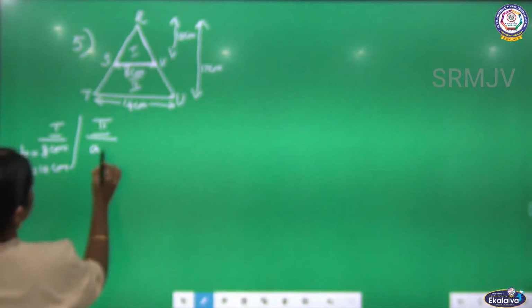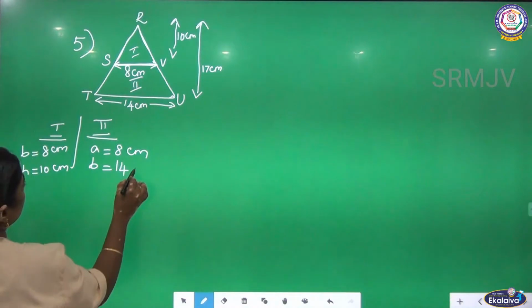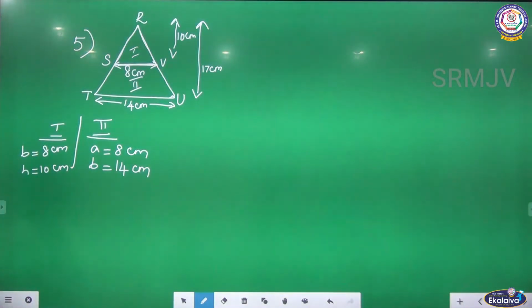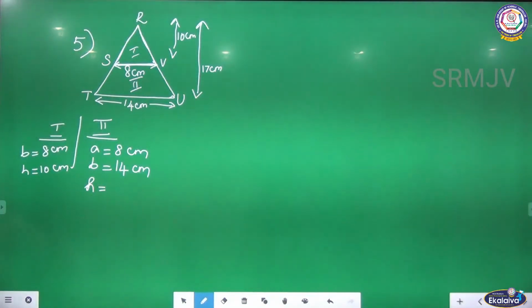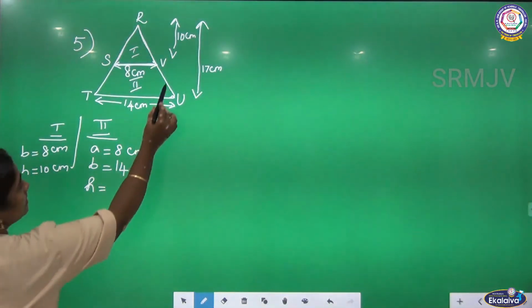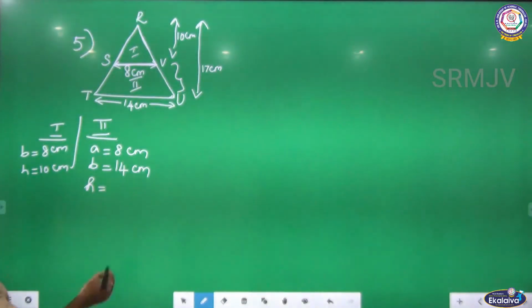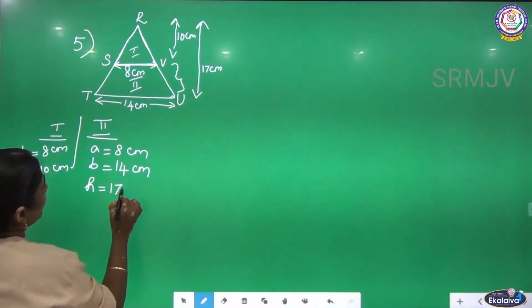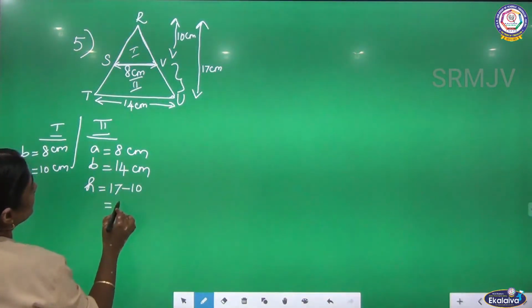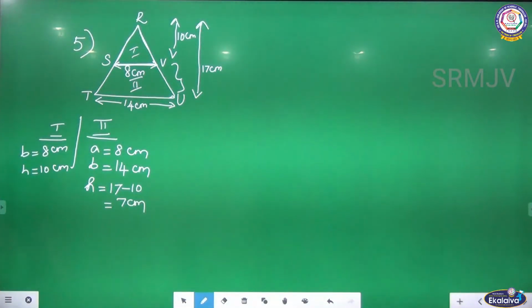Parallel sides, that is A is 8 centimeter and B is 14 centimeter. And see the height. Listen, this is my height. What I have to do? The whole height is 17. So when I subtract 10, I can get the height of the trapezium, which is 7 centimeter.